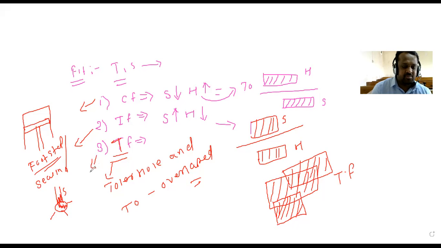And what is the example of the transition fit? A dowel pin. Suppose there is a hole, and inside that hole we put a pin. It is called a dowel pin. These are simple practical examples of fits. Understood?